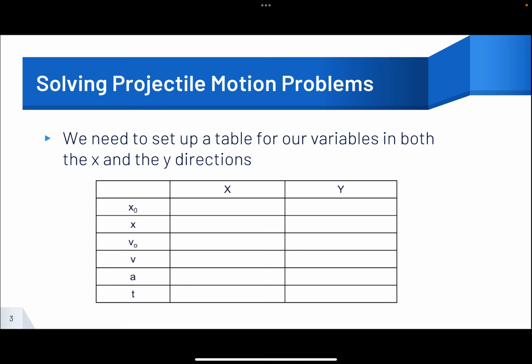We can't be mixing and matching, say, initial velocity in the x direction, but plugging in the y acceleration, right? That can't happen in the same equation. We have to have one just for x and one just for y.